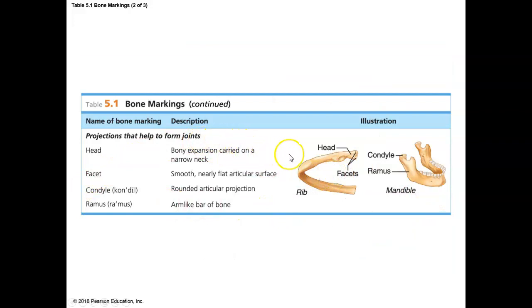The head is the expansion that is carried on the neck. So here you can see a head, and then there's the neck right there of the bone. A facet is a part of the bone that actually attaches to another region. So the head attaches typically to another bone at an articulation. A condyle is a large rounded projection. And a ramus is a region of the bone, kind of an arm-like part of the bone, okay?